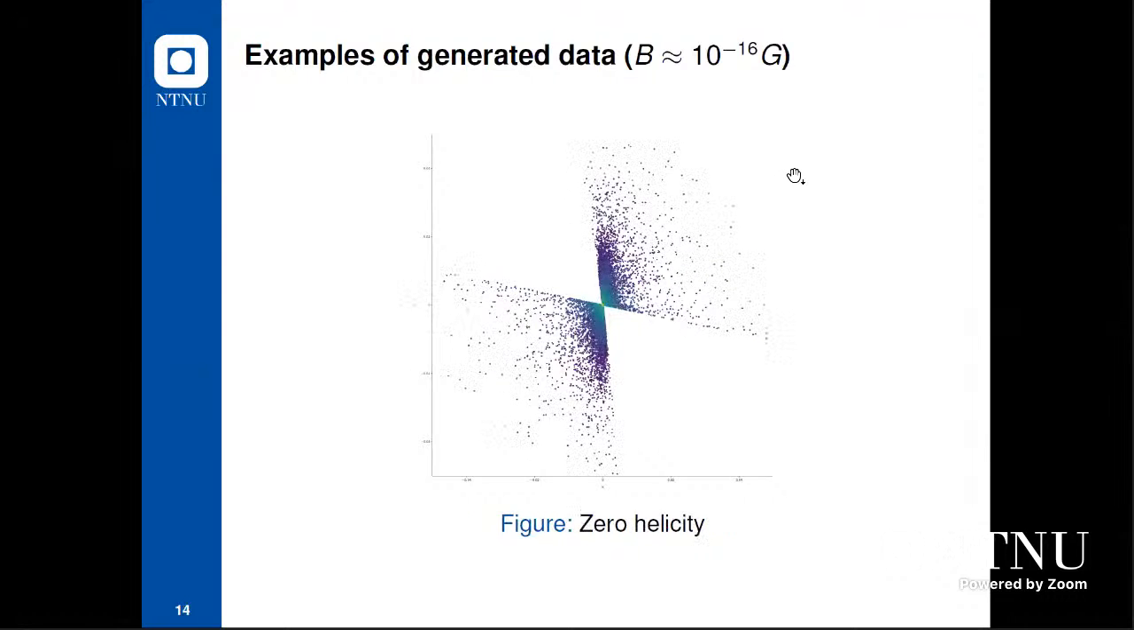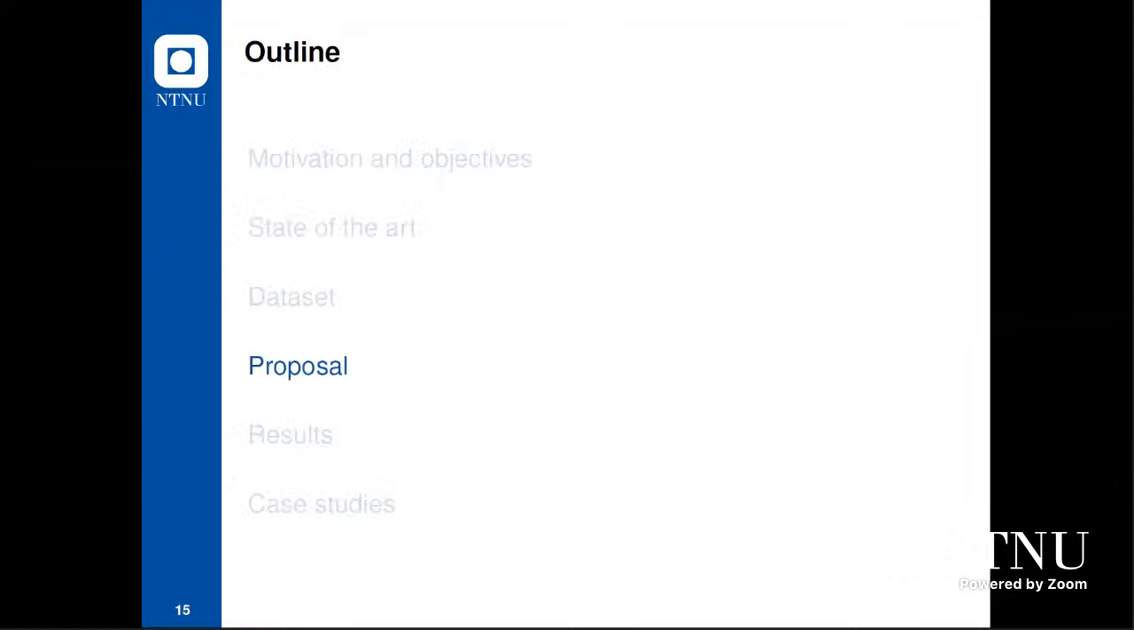In this case, it is zero helicity. This case is a bit strange because zero helicity in principle should be only a line, but this is what the generator actually generates. The idea in this case is that the cloud of points does not prefer any direction. It is distributed both in the clockwise and counterclockwise direction. So on average, in this plot, the helicity is in fact zero or very close to zero.